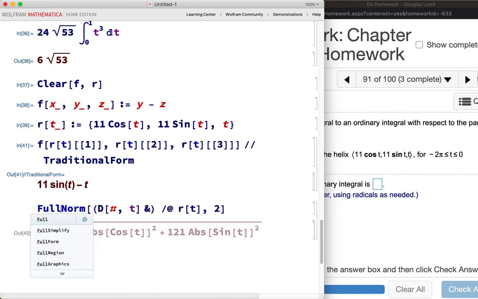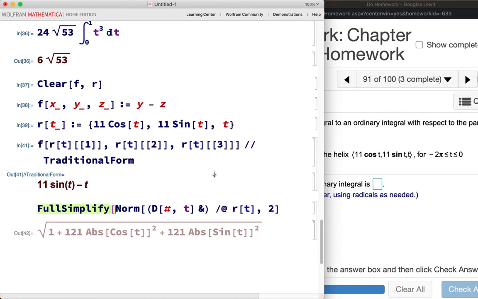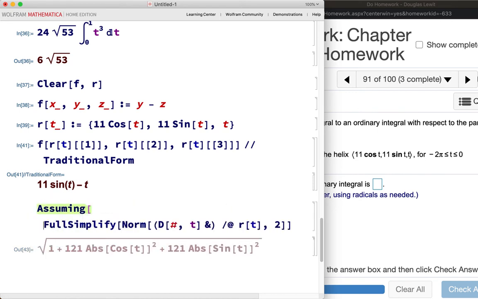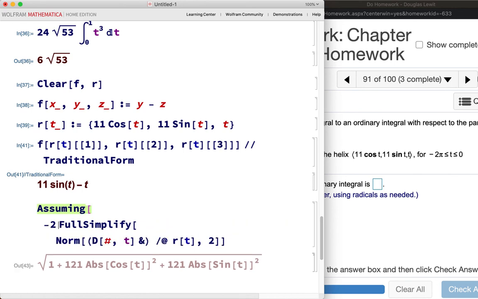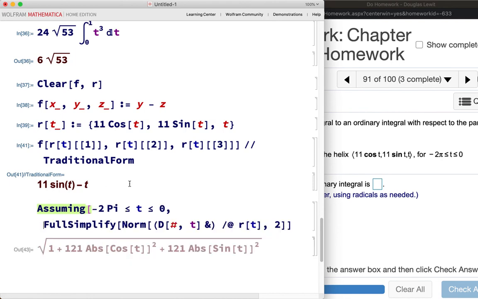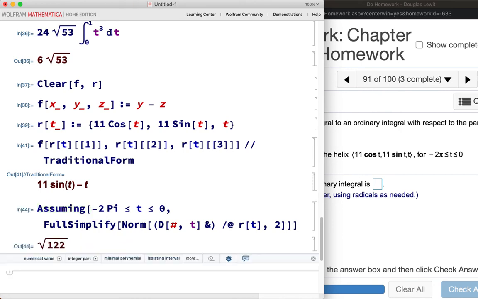So let's simplify that. That still didn't give me quite the answer I'm looking for, assuming that -2 pi is less than or equal to t, and t is less than or equal to 0. Let's see if that gives us what we want. The square root of 122, which is what I was expecting. I was expecting kind of a nice, simple answer.